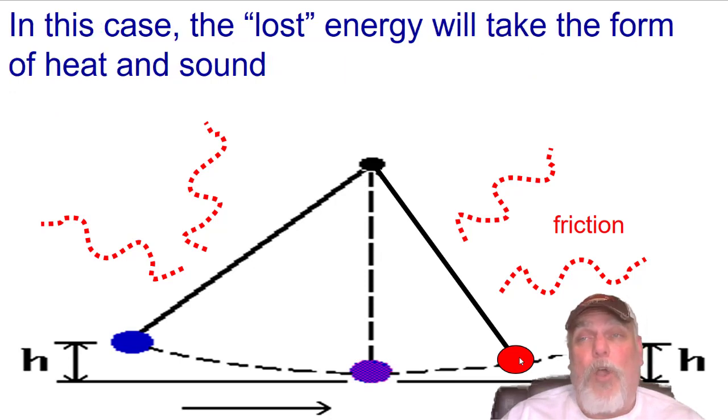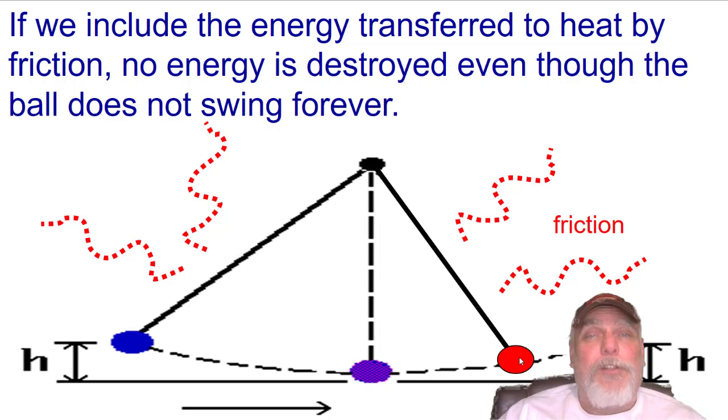So in this case, that lost energy is going to take the form of heat, mostly, like air resistance and the string rubbing against the hook. There also might be a little bit of sound energy, like, for example, you might hear some squeaking as the pendulum swings rubbing against the hook. If we include the energy transferred to heat by friction, no energy is going to be destroyed, even though the ball does not swing forever. That heat energy, that friction energy, isn't destroying energy, it's just changing it to a different form.